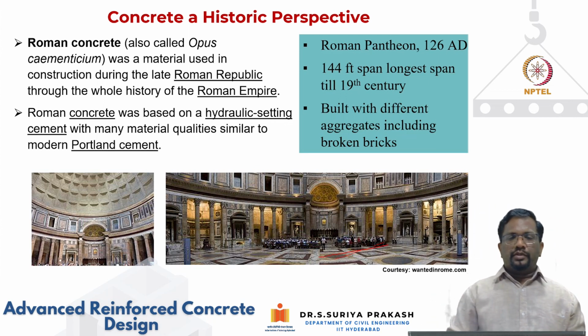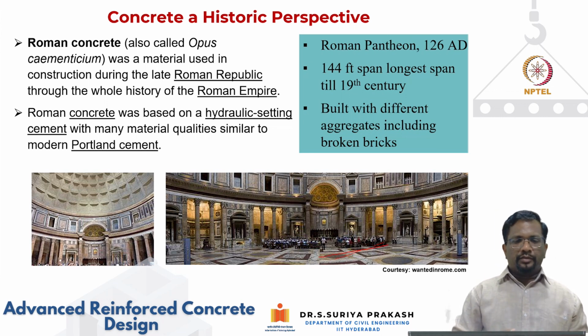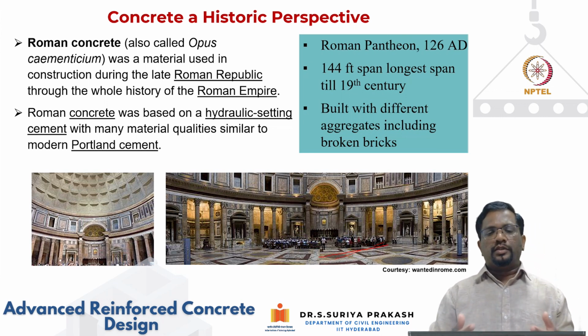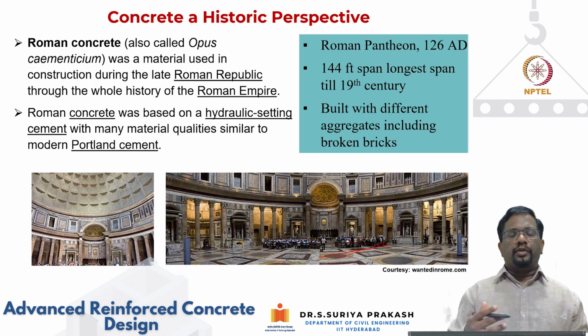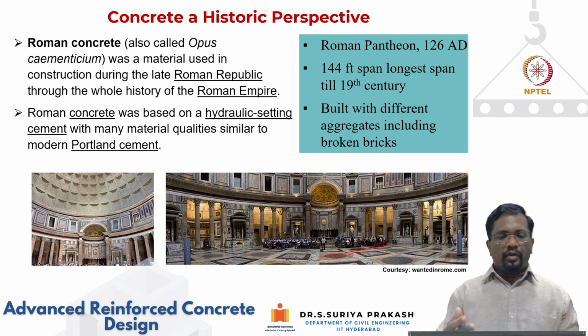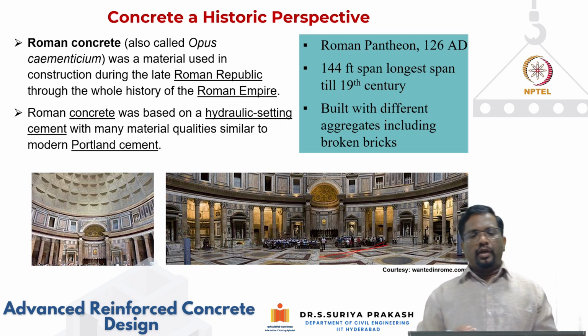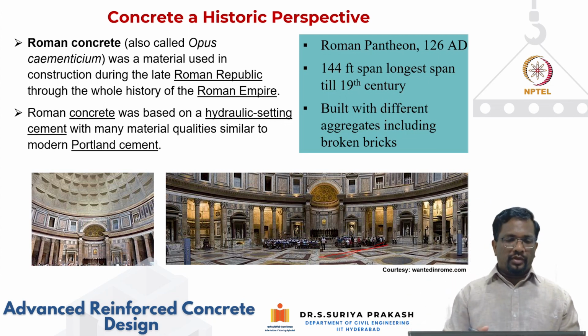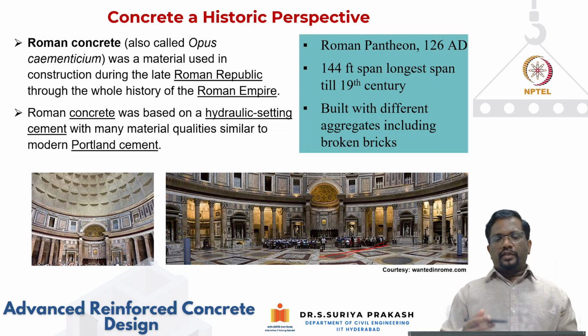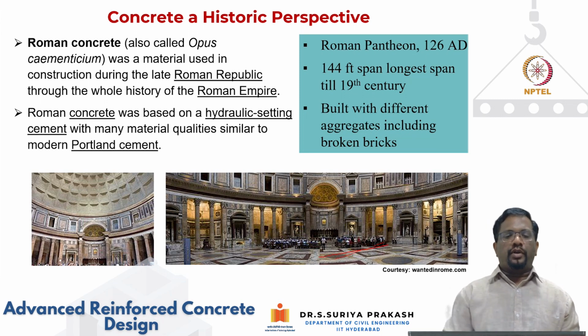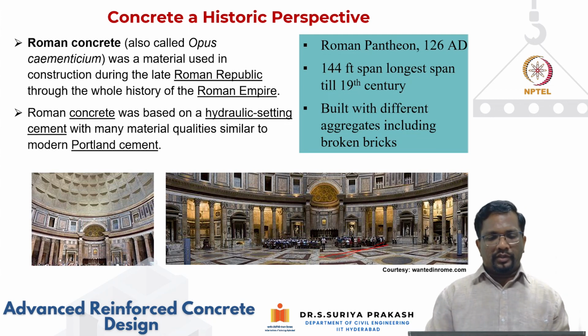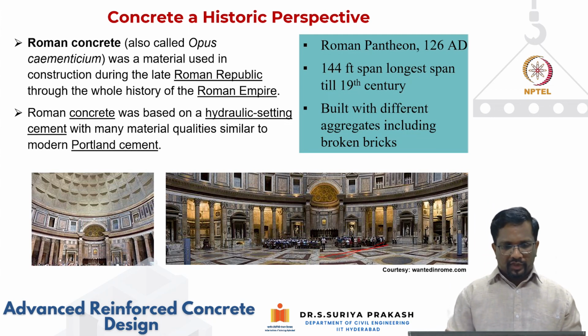And they used Roman concrete, which is called opus caementicium, and this was used quite a bit in the Roman Republic and throughout the whole history of the Roman Empire. Okay, and in fact, this concrete has very good hydraulic setting properties, which is very similar to the modern day cement, which is the Portland cement.